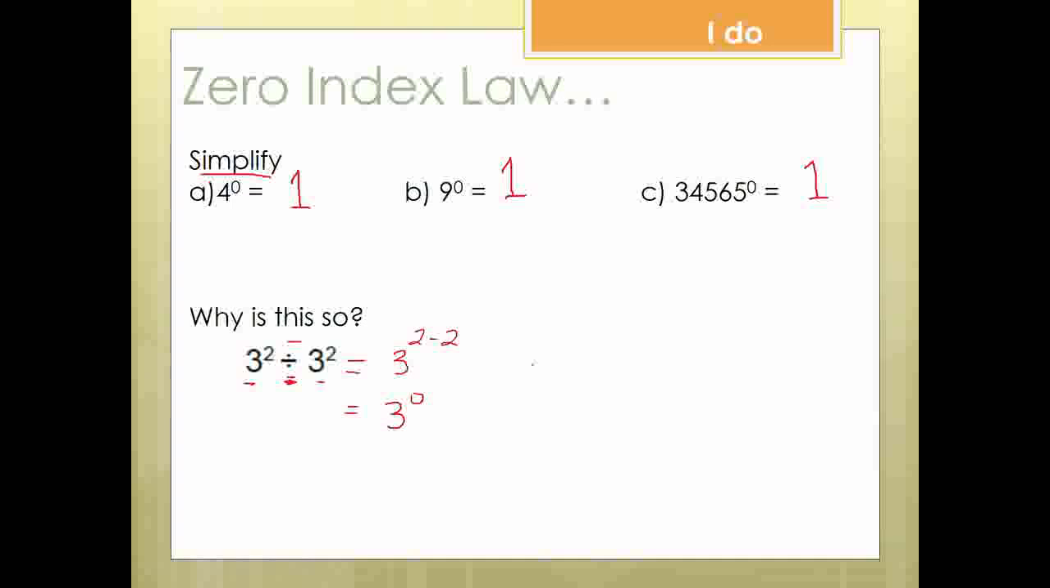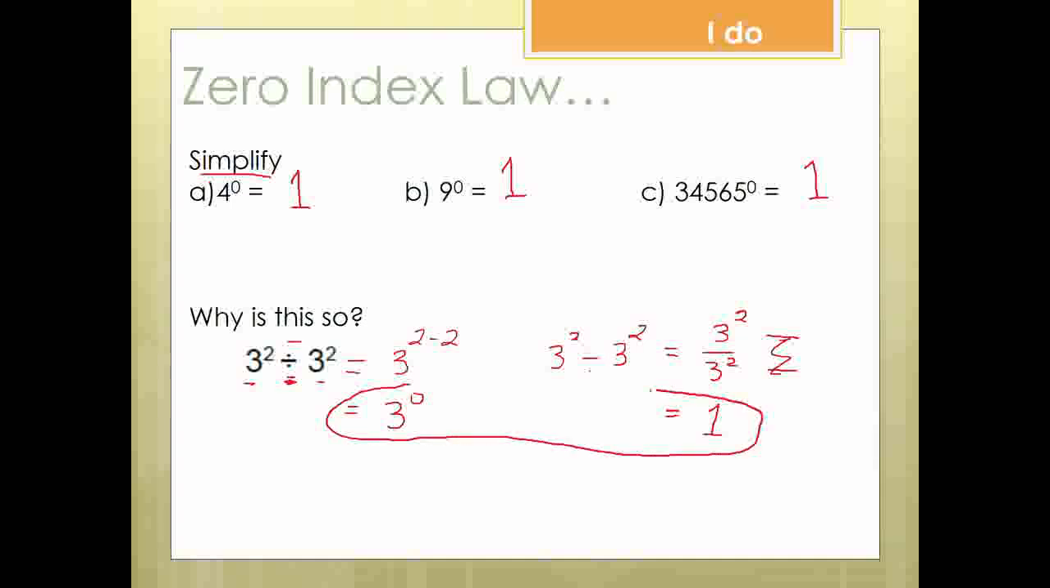But what you might also know is that if you have 3 to the power of 2 divided by 3 to the power of 2, and I write that as a fraction, 3 to the power of 2 over 3 to the power of 2, you might recall from some ideas on fractions that if you have the same on the top and the same on the bottom of a fraction, you could actually rewrite that as 1 whole. So you see that bottom line there? That's actually showing you that 3 to the power of 0 is equal to 1 whole. So anything to the power of 0 is equal to 1 whole.